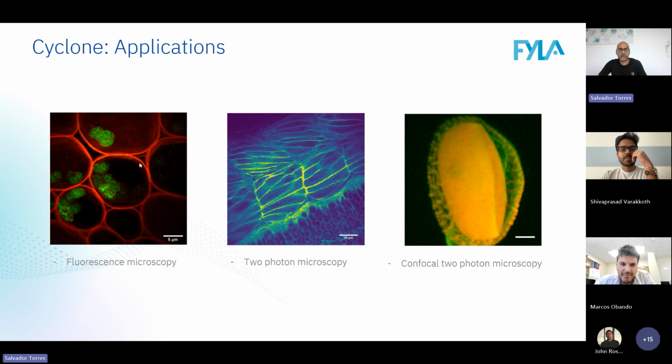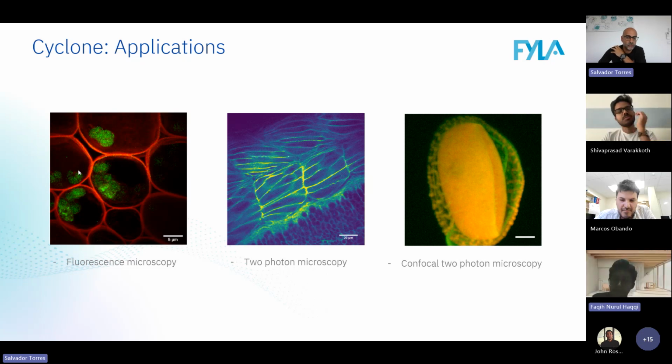In the following images, we can see results obtained using this source with a microscope. The first image is a fluorescence image of a plant tissue of convallaria, where the cell wall and nucleus are visible.